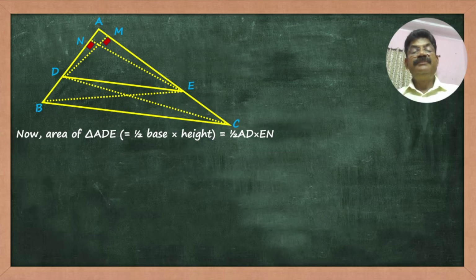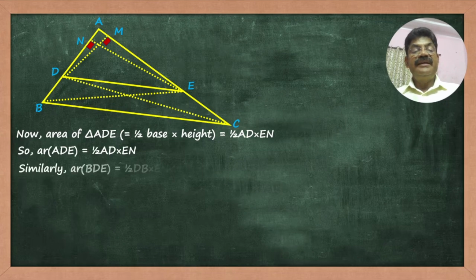Now I am going to apply that formula for the triangle ADE. I have taken AD as the base. Therefore, what is height? EN is the height. Therefore, area is half AD into EN. So, area of ADE is equal to half AD into EN. Similarly, area of BDE. When you take BD as base, here also the height is EN. Therefore, area of BDE is equal to half into DB into EN.